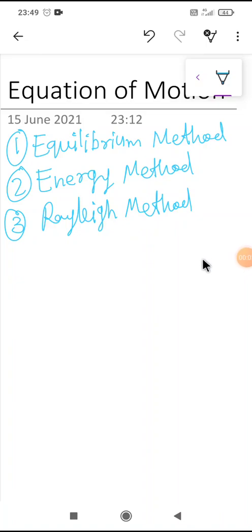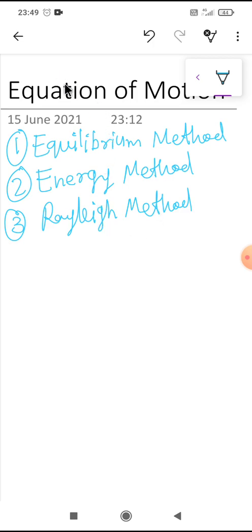Hey guys, so in today's lecture, we are going to continue the vibration chapter. In this chapter, till now, we have seen various types of vibration: free vibration, forced vibration, damped, undamped, linear, etc. Today we are going to see the equation of motion. What is the equation of a particular vibratory motion?